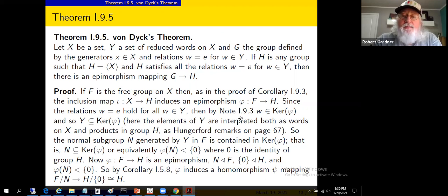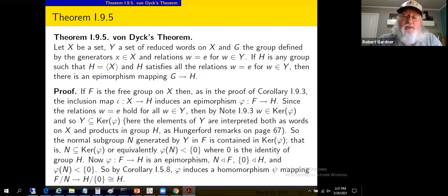We got that from corollary 1.9.3. Here we have a setting where, I'm going to run and look at corollary 1.5.8 here in a second to make sense out of this. But we have N as a normal subgroup of F. Epimorphism phi maps F to H. Here's H, and we have a normal subgroup of H, the trivial subgroup. And phi of N is a subgroup of 0. Phi of this subgroup over here is a subgroup over there of this normal subgroup. Let's look at corollary 1.5.8.